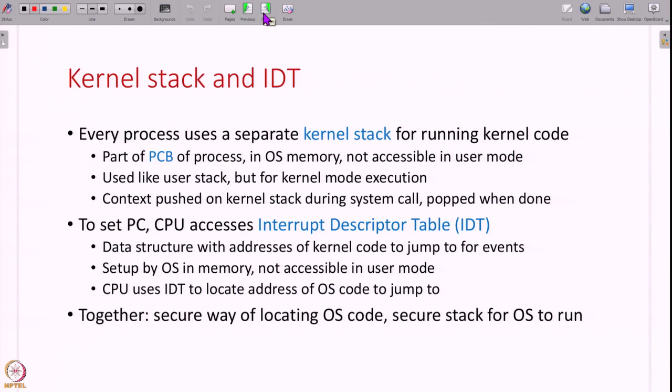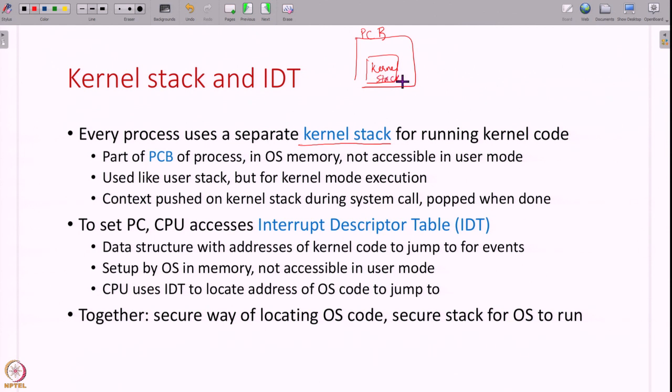So here are the answers, right. What do we do to solve this security issue when we make a system call? There are two important concepts called the kernel stack and the IDT that we will study now. So every process, in addition to a user stack, also has a separate kernel stack, right. This is part of the PCB. In the process control block of a process, you have some memory called the kernel stack, right.